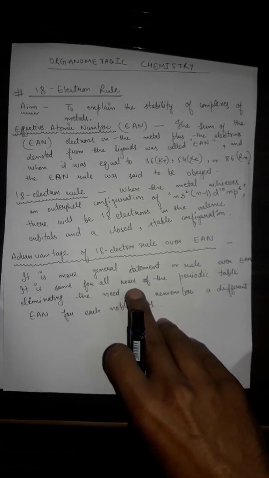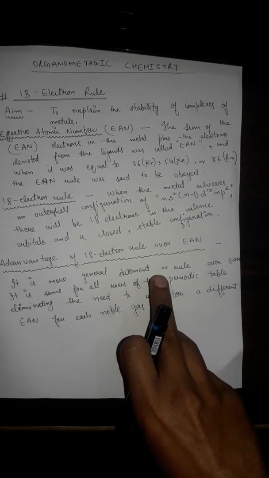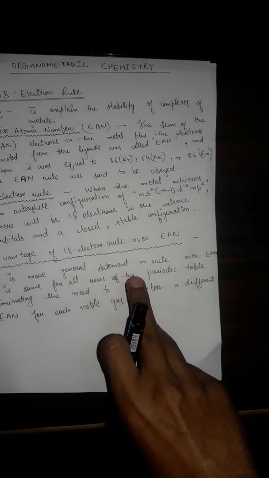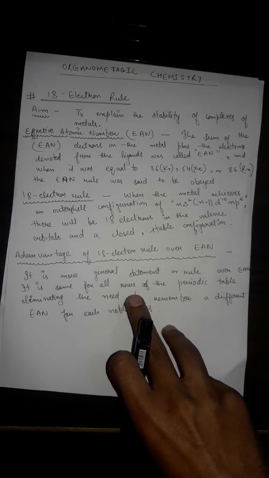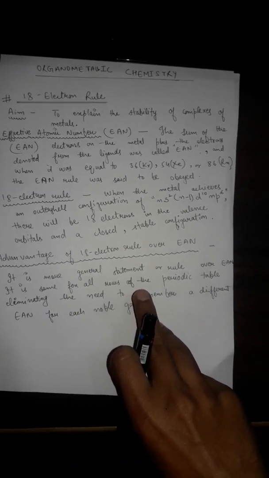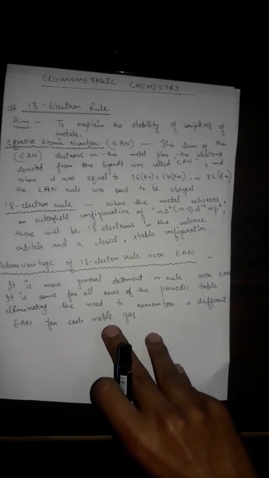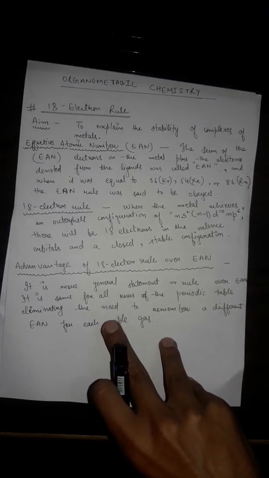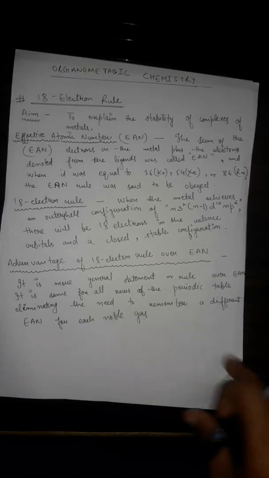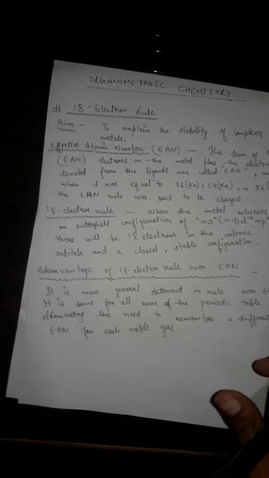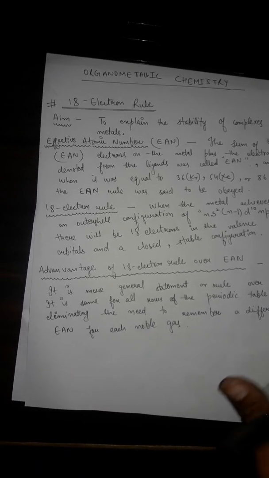So what are the advantages of the 18 electron rule over EAN? It is a more general statement or rule than EAN. Also, it is the same for all rows of the periodic table, eliminating the need to remember a different effective atomic number for each noble gas. So that is the advantage of the 18 electron rule over effective atomic number.